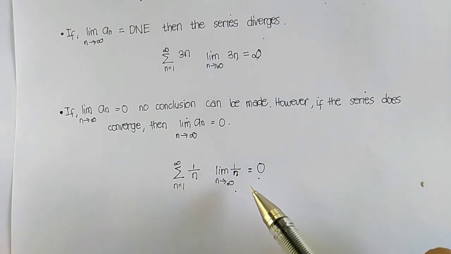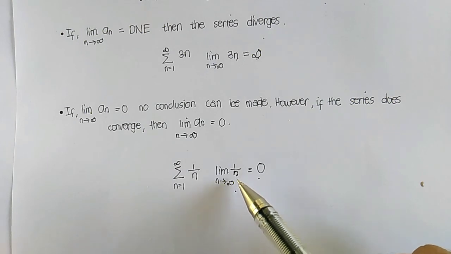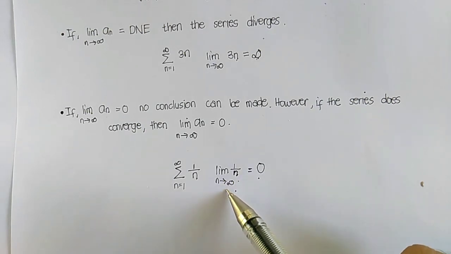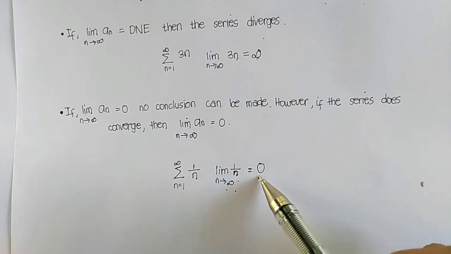But it is true that if it converges, the limit of a sub n as n approaches infinity does equal 0.